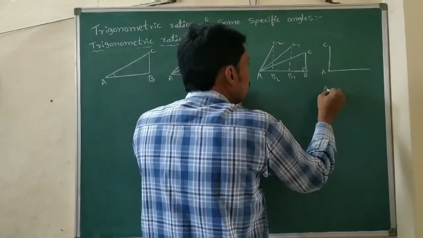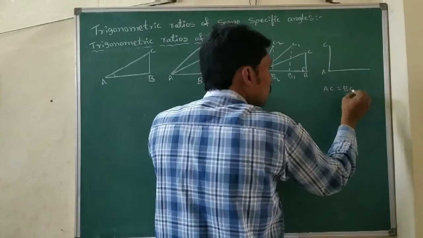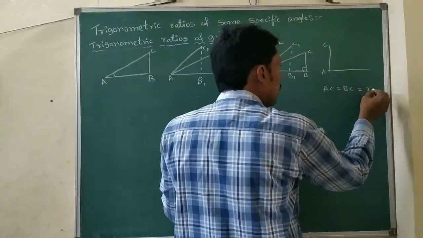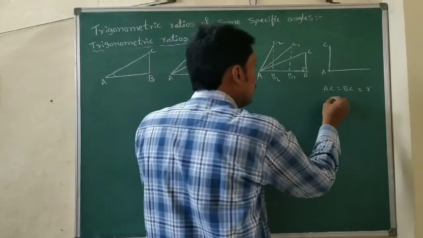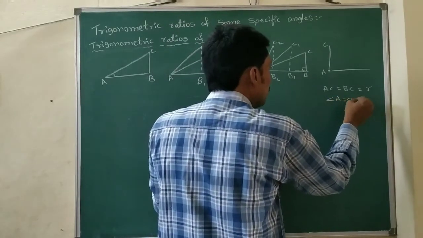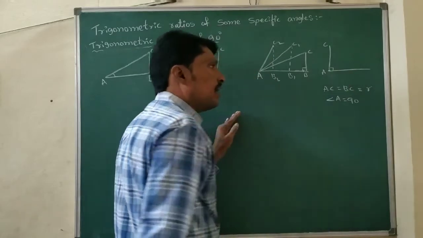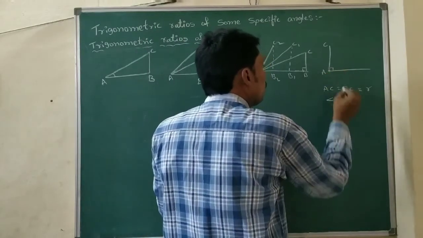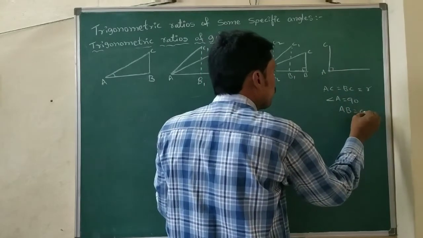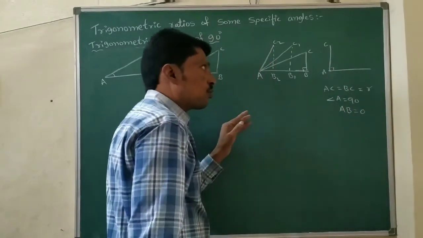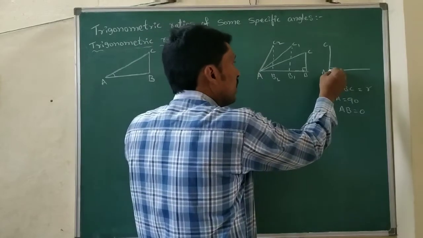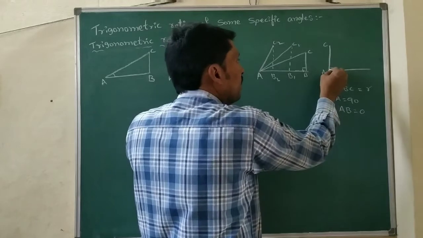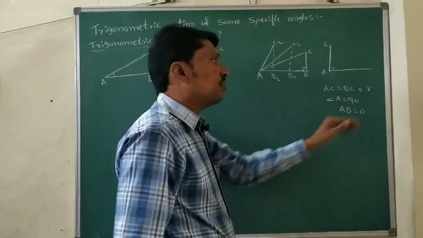So AC and BC coincide. We take AC and BC as R units. Here angle A equals 90 degrees, and the length of AB, where A and B are now coincident points, is 0 units. So A and B are both here only, and AB equals 0.